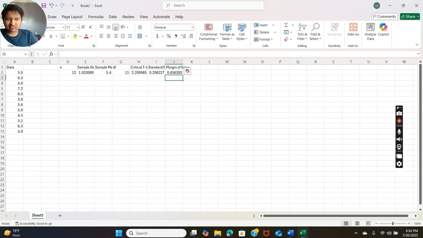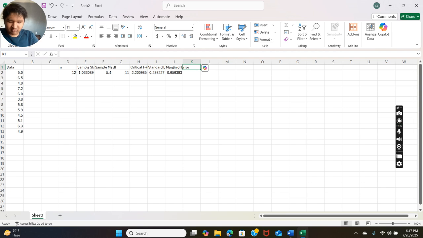Enter. Then we go to column K. And now we're going to calculate the confidence interval, which has two parts, the lower bound and the upper bound. We cannot calculate both at once. So first we're going to calculate the lower bound in column K, then we're going to calculate the upper bound in column L.